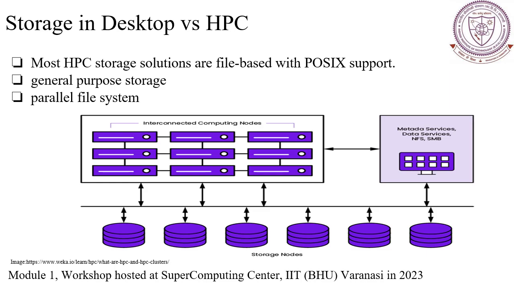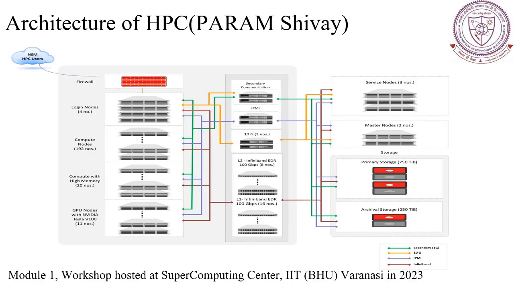Now we are going to see an HPC. So in this diagram, we are seeing the architecture of our PARAM Shivay. The first one is the firewall. The firewall is a network security device that protects the HPC system from unauthorized access. It only allows traffic to and from the HPC system that has been explicitly allowed.